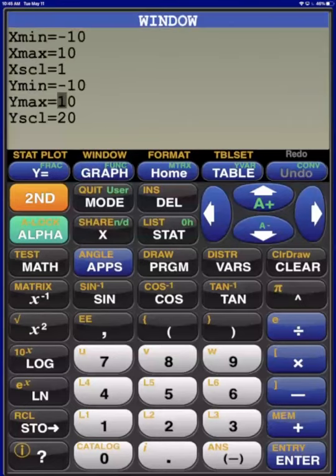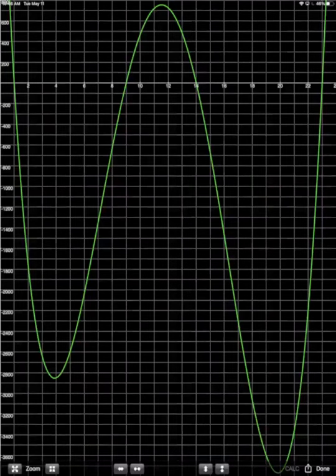So I go second window, and it tells us we want to go 0 to 24. So I'll go X min 0, the max would be 24. The scale can stay at 1, I suppose. If not, we'll come back and adjust it. The Y values of the vertical axis is going to go from negative 3,800, wow, up to 800. Okay, let's just graph it and see what we get. Oh, there we go. That's better.